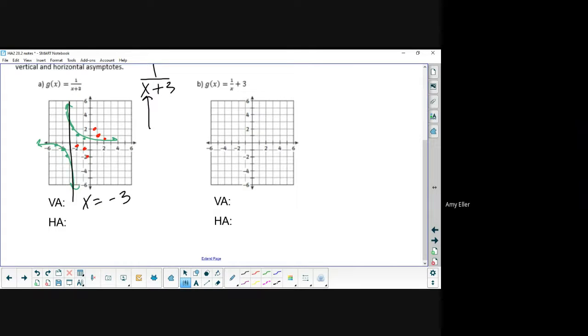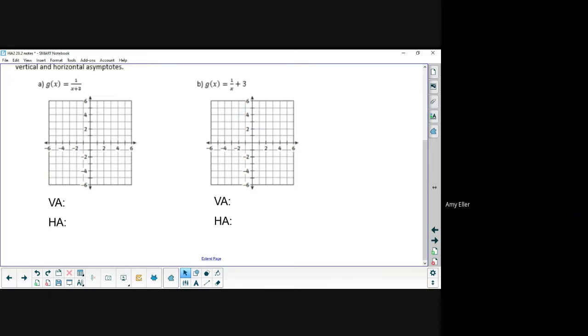Horizontal asymptote, it was a height of 0. What is it now? 0. Still height of 0. So they can move if the graph has been shifted left, right, up, down. So like for the second one, the horizontal would be y equals 3. And your vertical will still remain at 0. Questions?